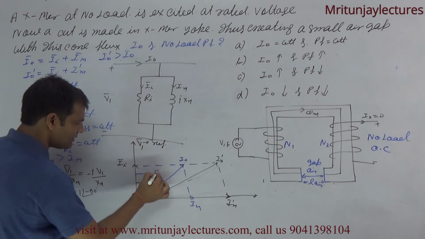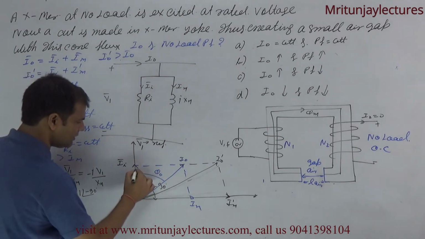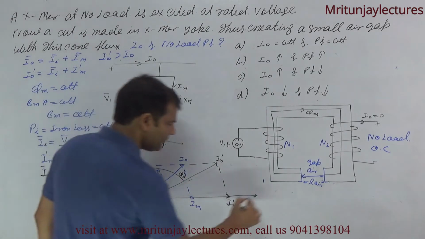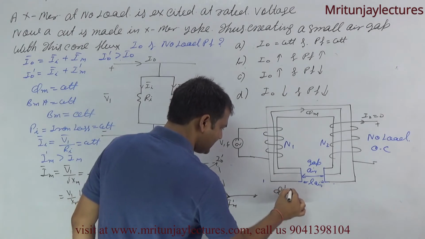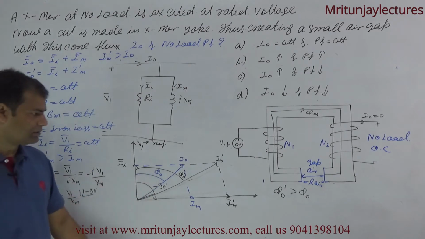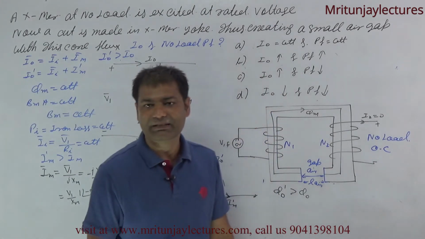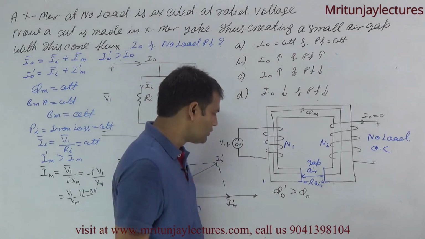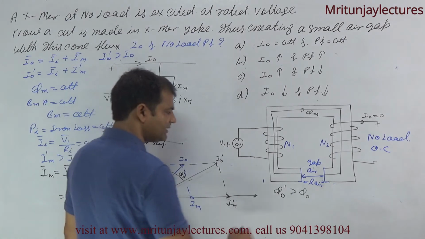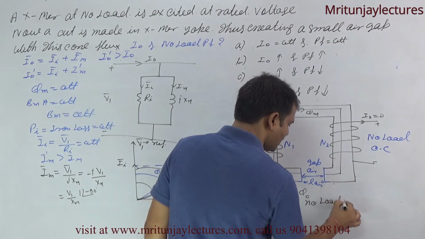that is, sorry, phi naught, or after cutting the yoke, phi naught dash. Phi naught dash is greater than phi naught. Look, it is clear. Phi naught dash is greater than phi naught. So what about the no load power factor? It is the no load power factor angle, that is the no load power factor angle.